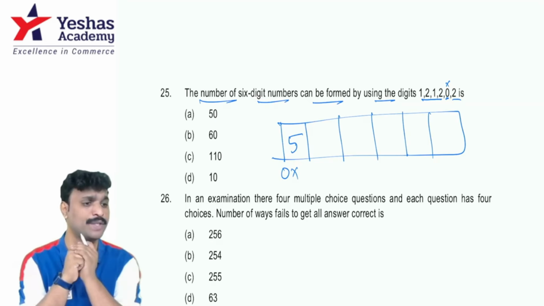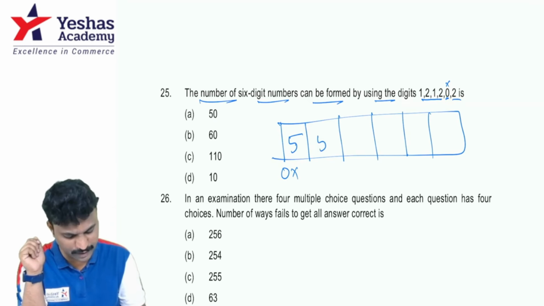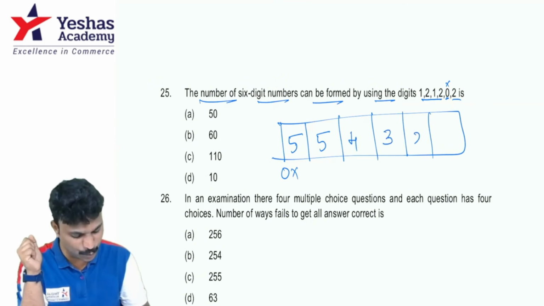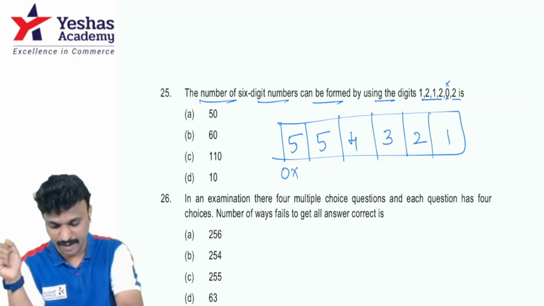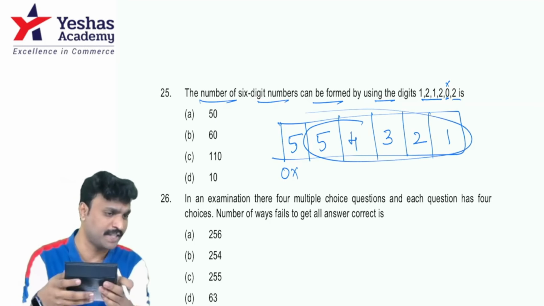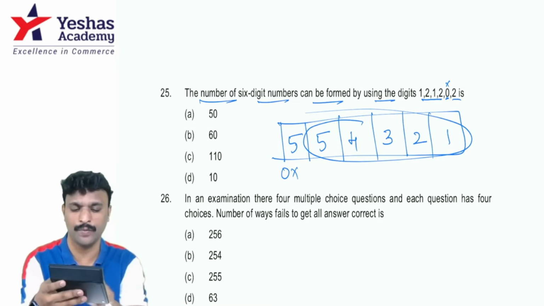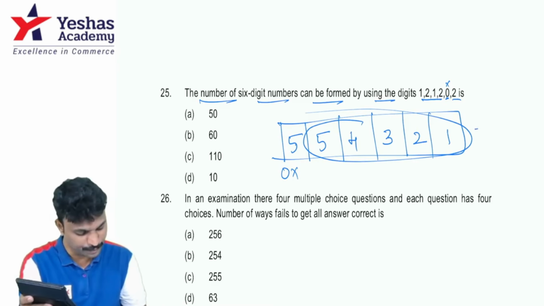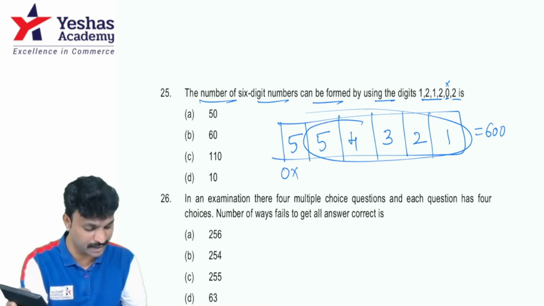But 0 can be used anywhere else. So I'm left with the remaining 5 digits, and then 4 digits, then 3 digits, then 2 digits, then 1 digit. Guys, what is 5 into 4 into 3 into 2 into 1? 5 factorial, which is 120. So 5 into 120 fetches me 600. So the product gives me 600, but the picture is not yet complete.